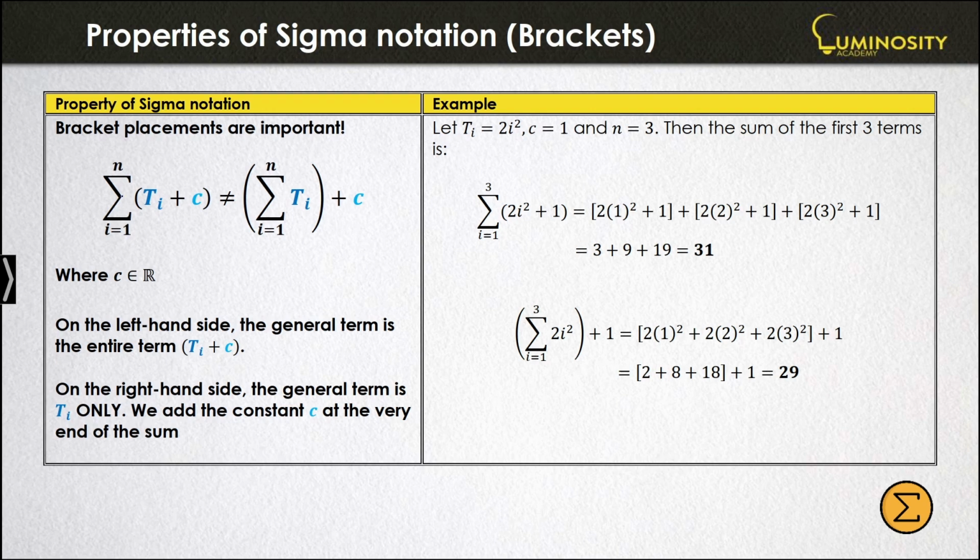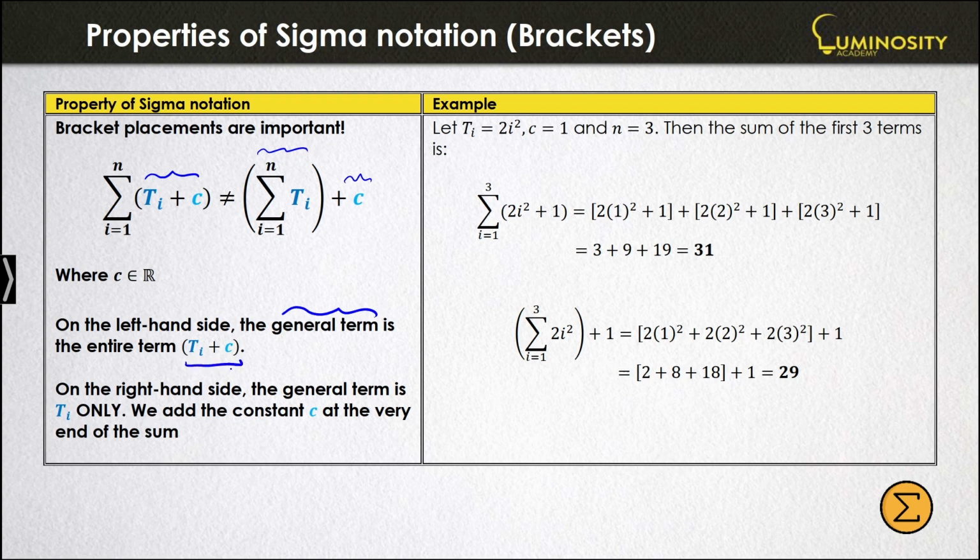So let's have a look at this expression here on the left-hand side. The sum from i equals 1 to n of this entire general term. See where the brackets are placed: t_i plus some c value, which is a constant real number. We are going to claim that that is not the same thing as taking the sum of the general terms first. That's what the brackets are saying on the right-hand side. Take the sum from i equals 1 to n of t_i only first, then add the constant number at the end. So where you place the brackets is extremely important, because on the left-hand side, the general term is this entire term here, t_i plus c.